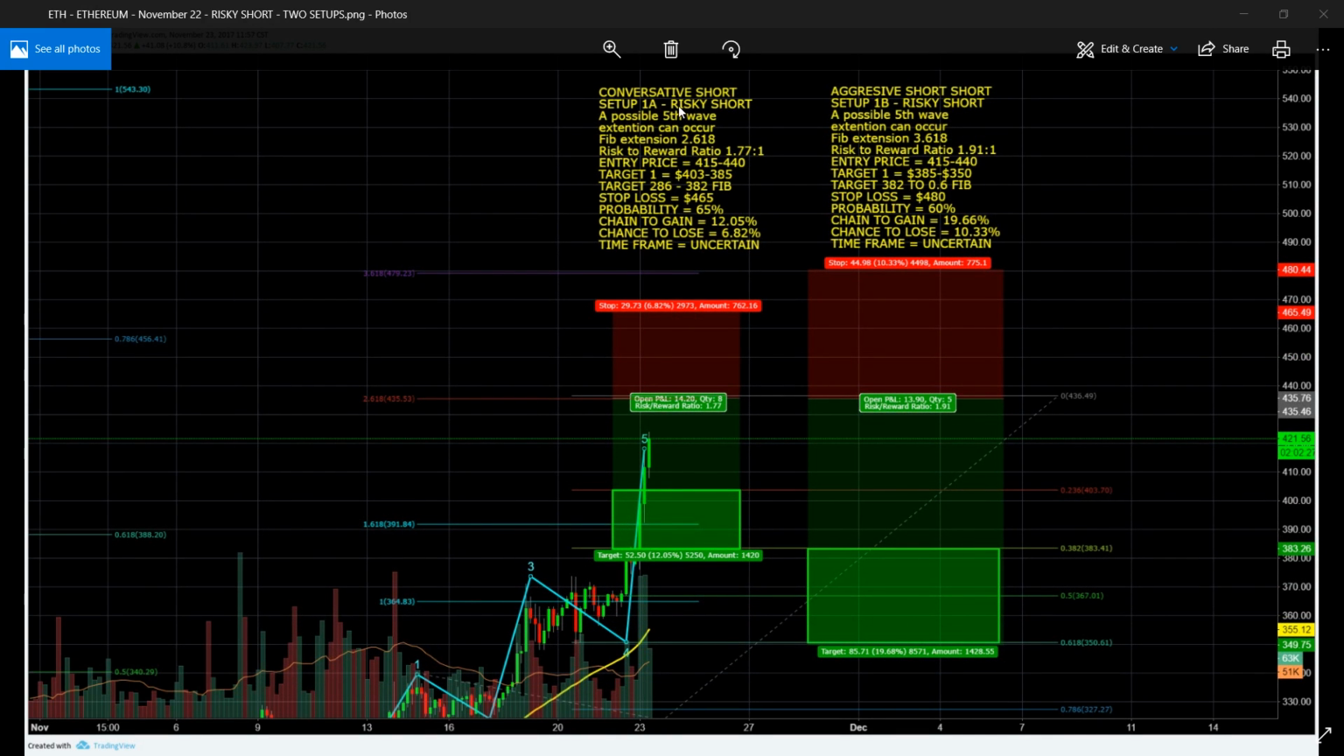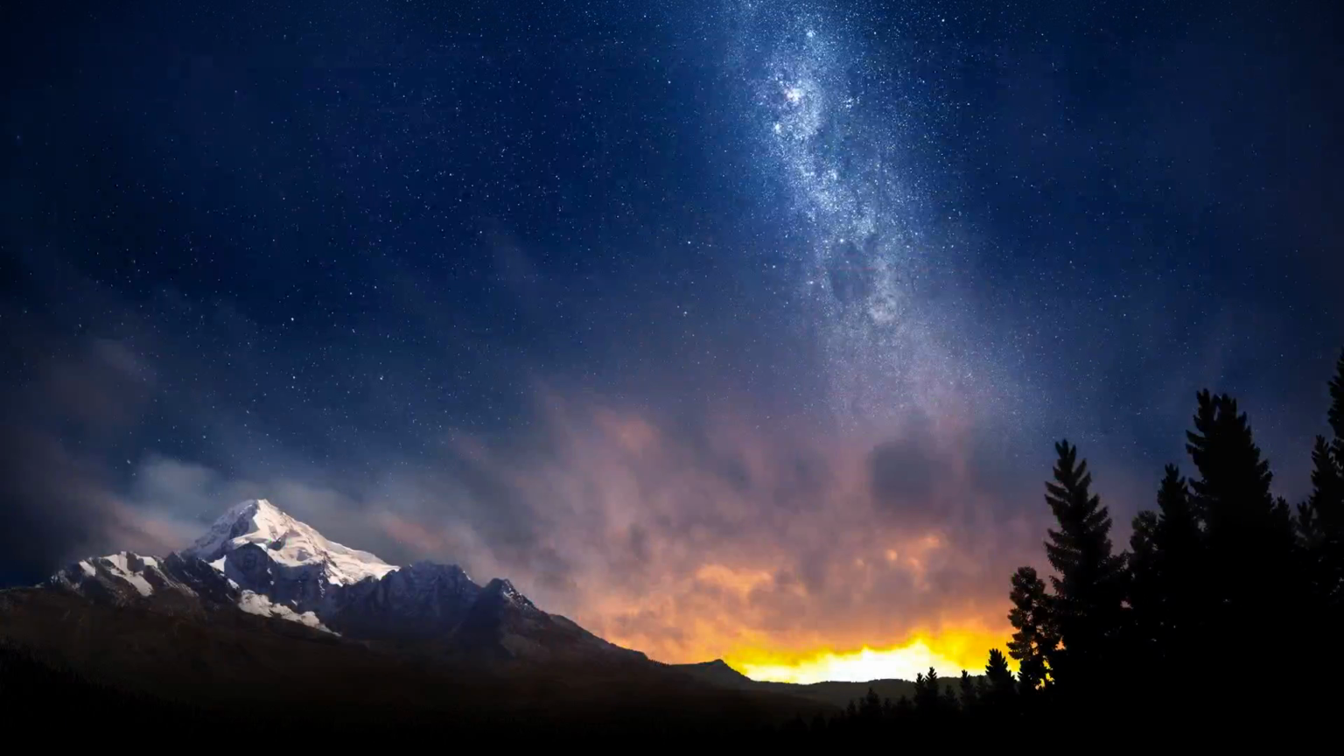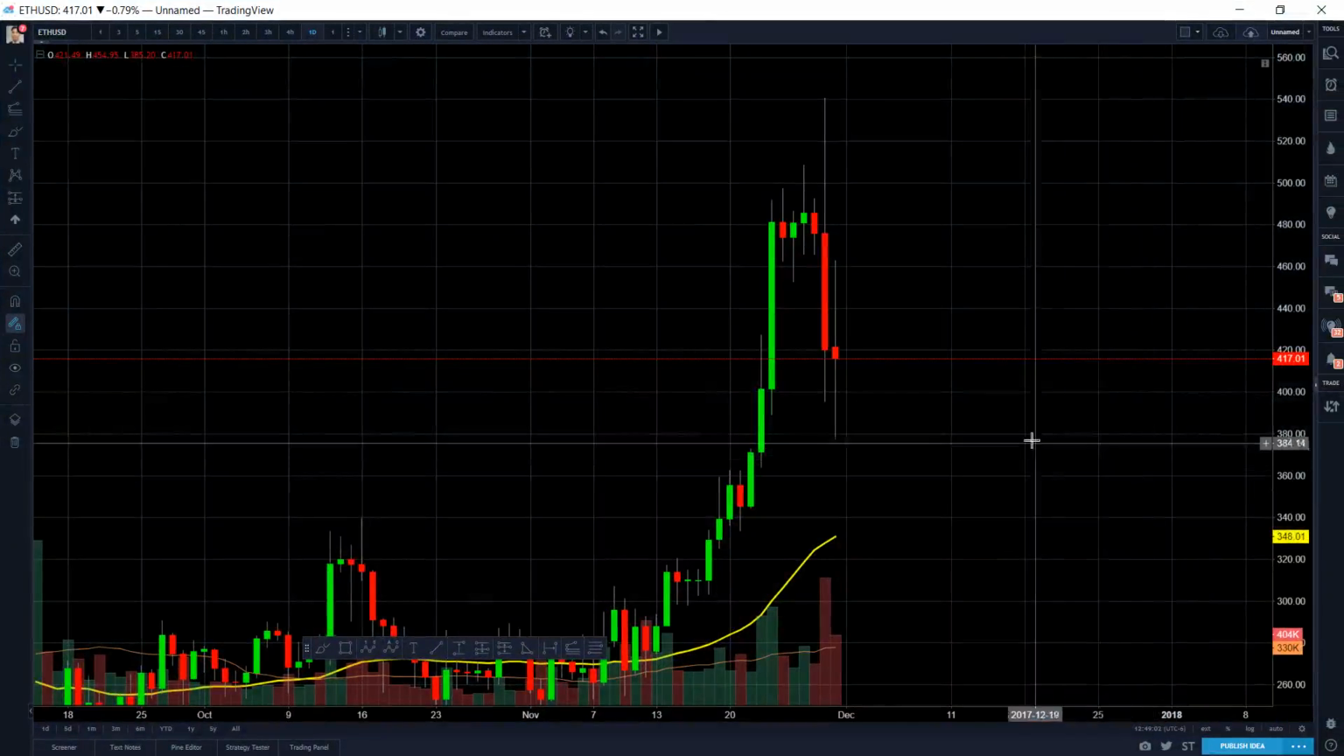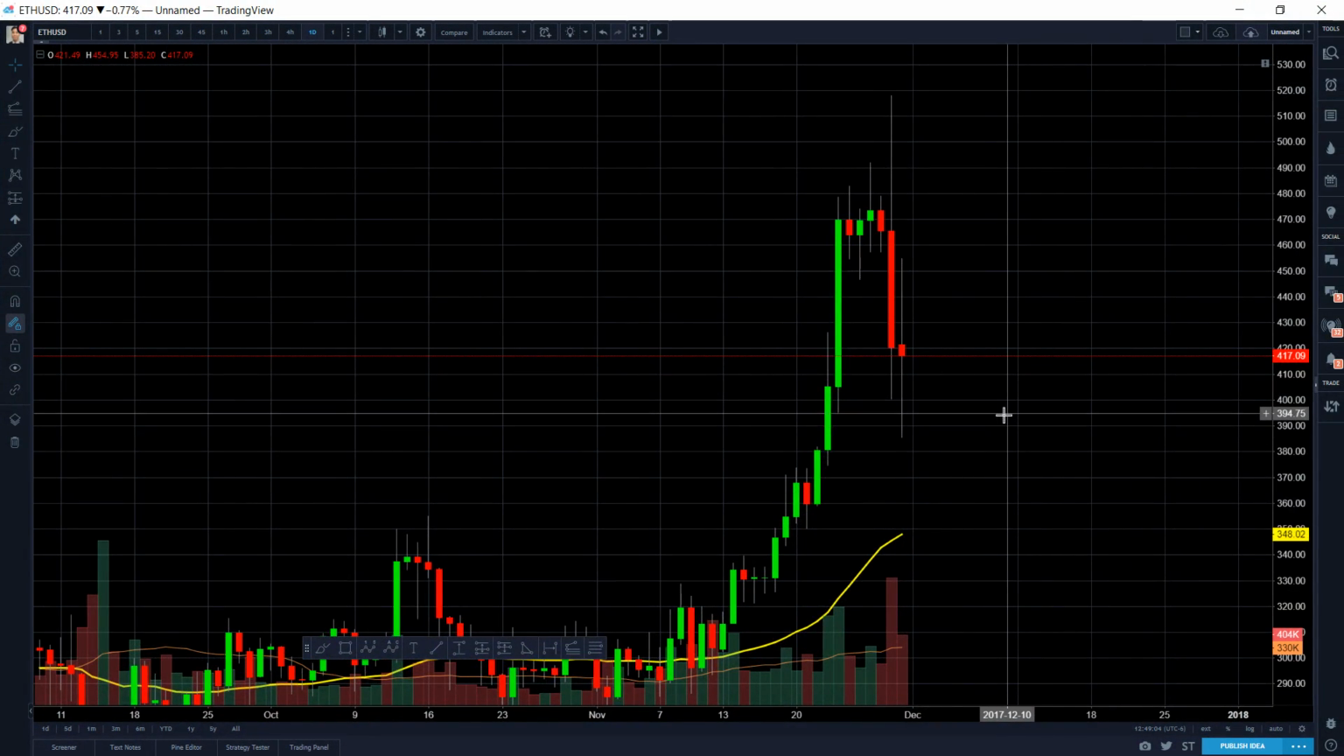My target one for a very conservative short was 415 to 440 to enter, and I figured we would retrace somewhere between the 400 and 385 range, right? And target 2 range was actually a lot lower, 385 to 350. So that's pretty scary, guys, that I predicted 385 and we have hit 385. So I'm pretty happy that we hit that. I hope a lot of you guys got in for that.